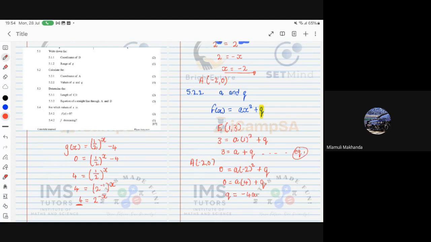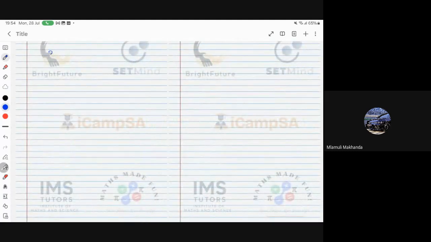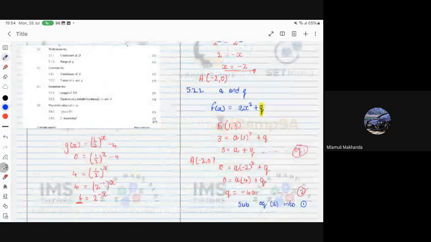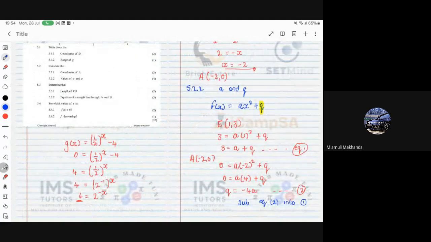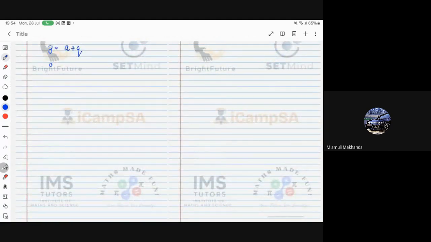And then what do we do? This is equation 2. We substitute equation 2 into equation 1. So q is equal to minus 4a. Let's move here: 3 is equal to a plus q. That's equation 1. And then we have q is equal to minus 4a. Let's substitute minus 4a in the place of q.